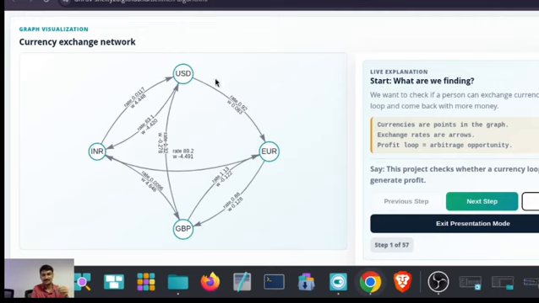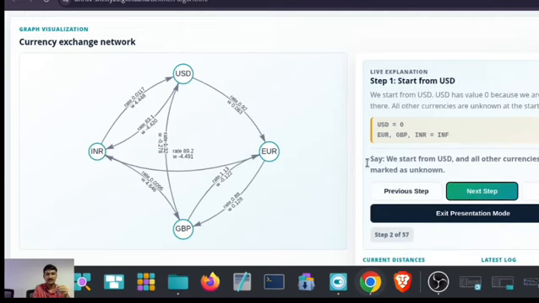So the first step is, we have to initialize the USD value as 0 and then all other nodes as infinity. So this is the first step of the Bellman-Ford algorithm.